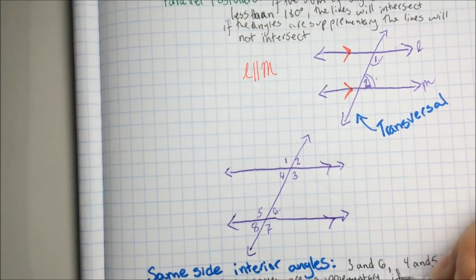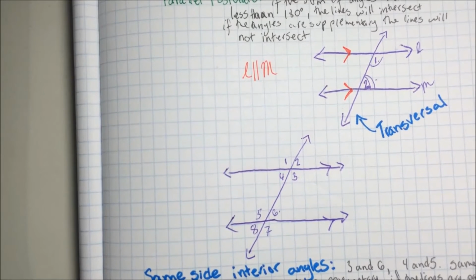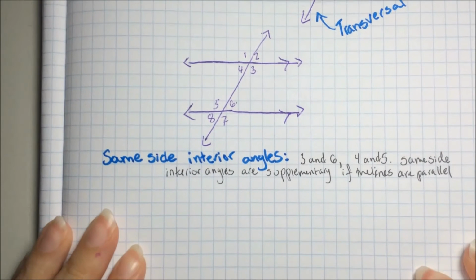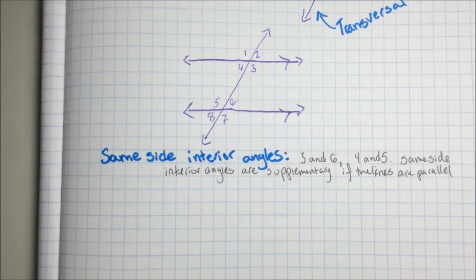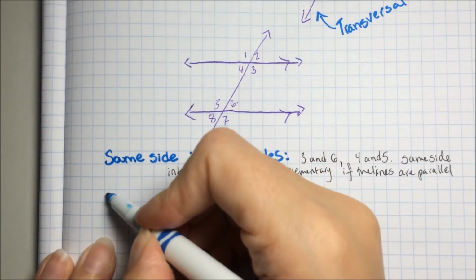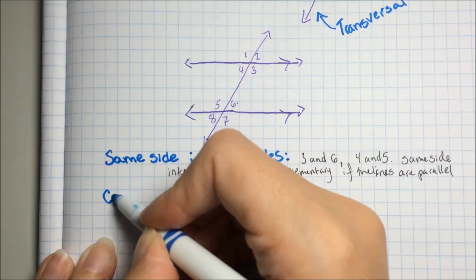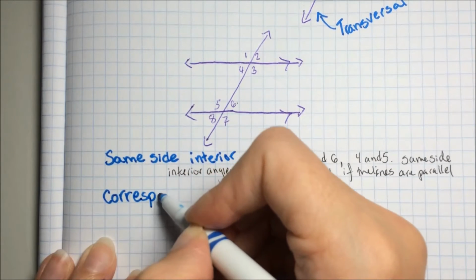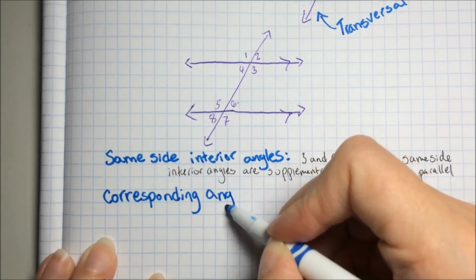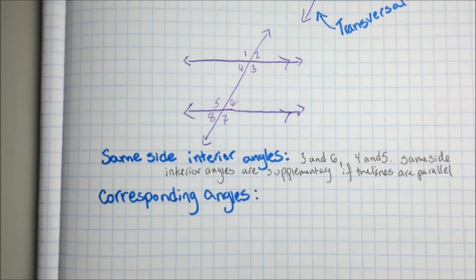If the lines are parallel. Okay, move that up. The next important set of angles are corresponding. And corresponding angles are sometimes hard for students to see.